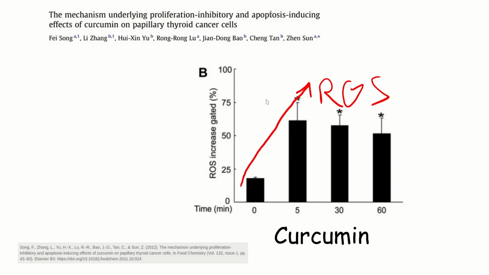So this is, I believe, a thyroid cancer tissue culture. And so they have these cancer cells growing, and they add curcumin to the medium, and you have this very rapid production of reactive oxygen species. So this is after 5 minutes. And you add the antioxidant.